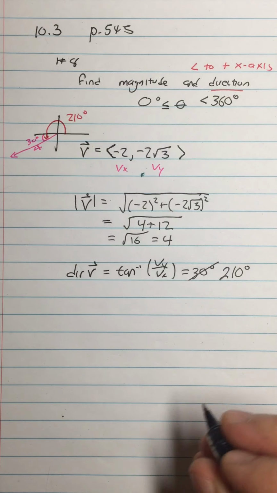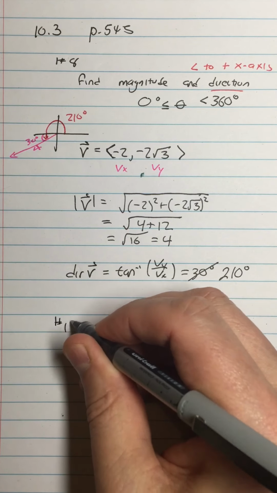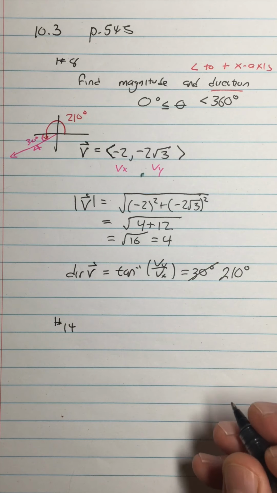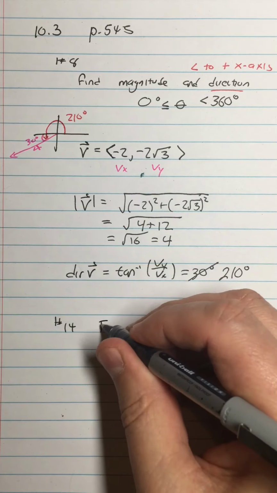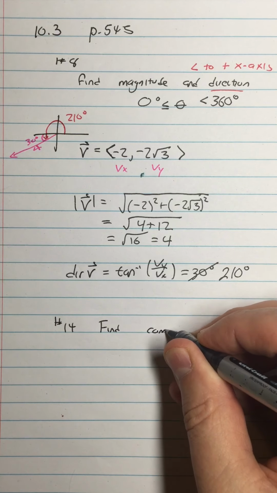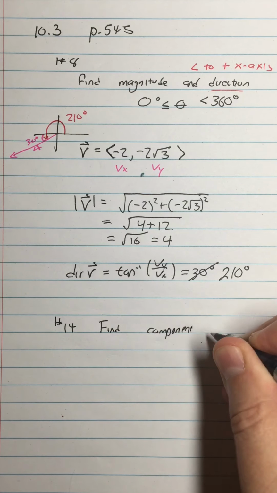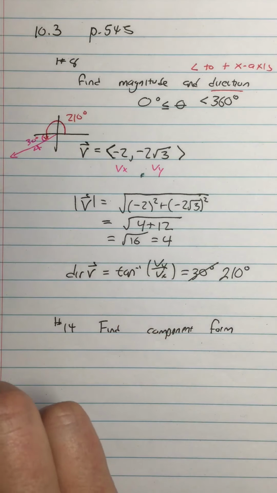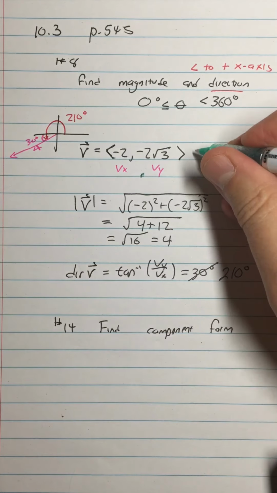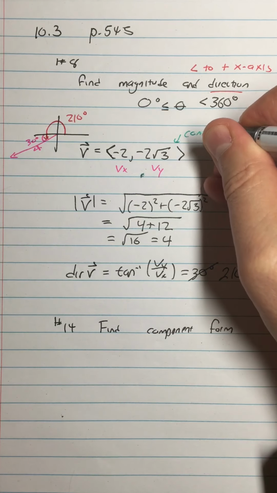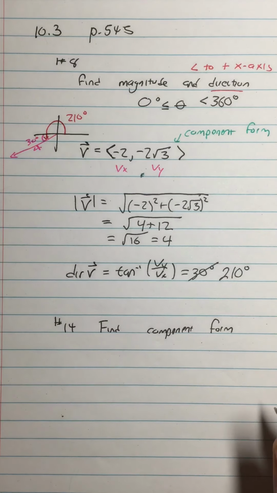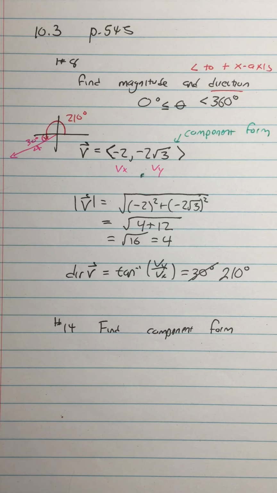So now we'll also do number 14 on this same page, page 545. And this one says to find the component form. And that means we want this. This is component form up here. So we can call this the component form of the vector, because it shows the x component and the y component, and that's really what we need in order to be able to analyze them.